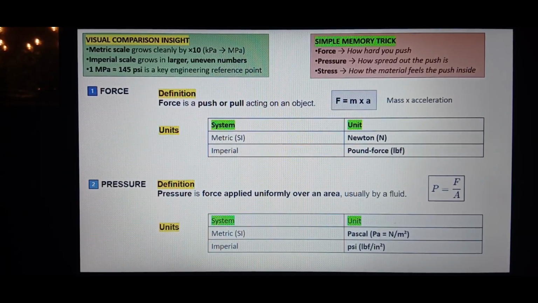Pressure: the definition is a force applied uniformly over an area, usually by a fluid. The formula is P = F / A. The metric units are pascals, or newtons per square meter, and imperial is PSI, pound-force per square inch.